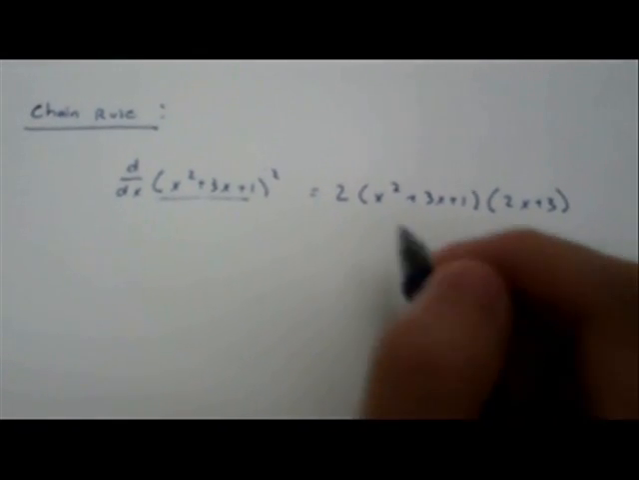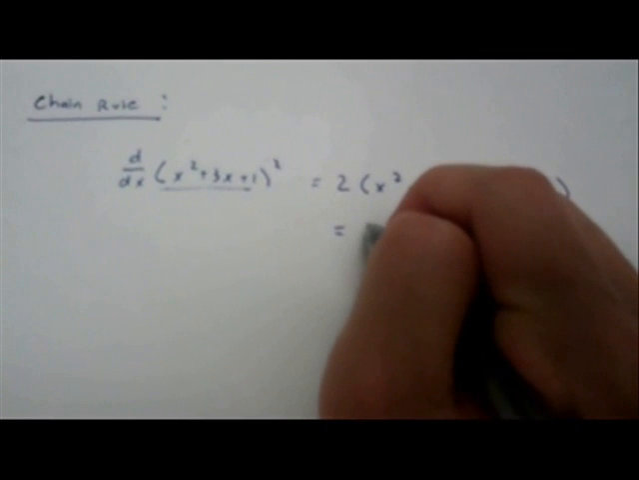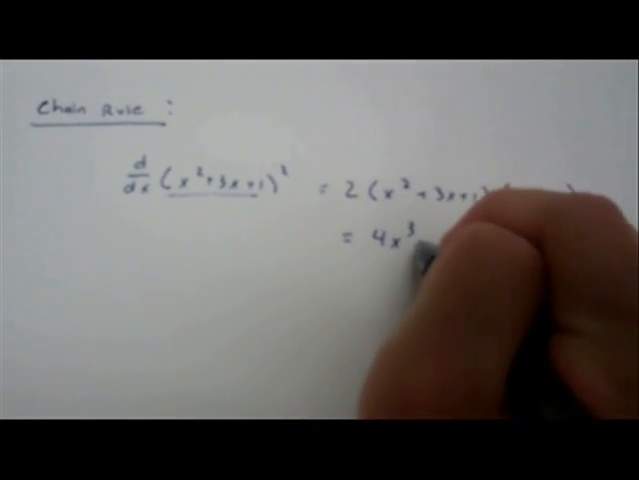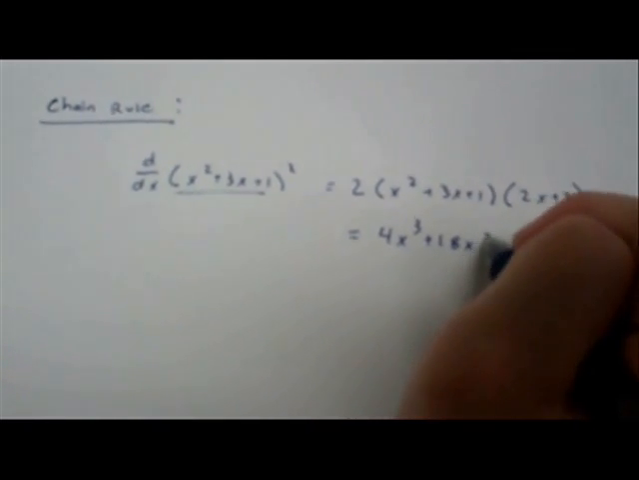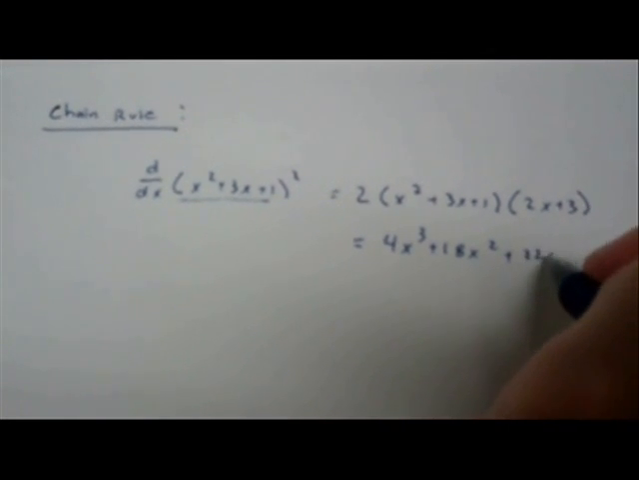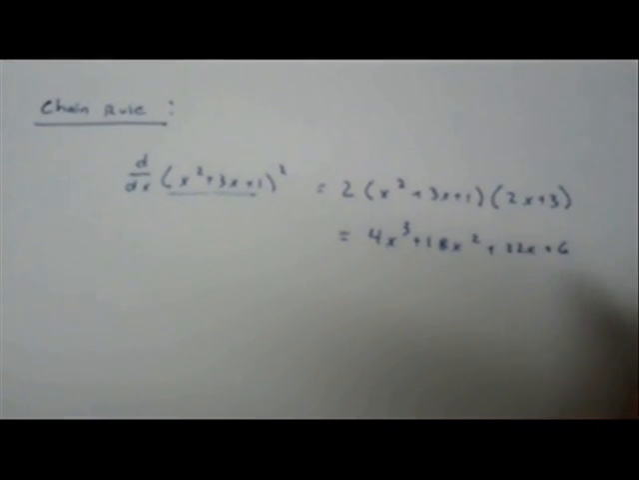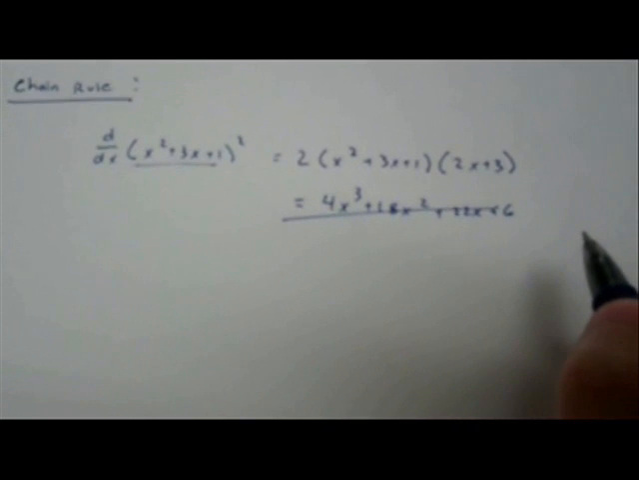And then from here on, we just simplify it out. We're going to get 4x cubed plus 18x squared plus 22x plus 6.